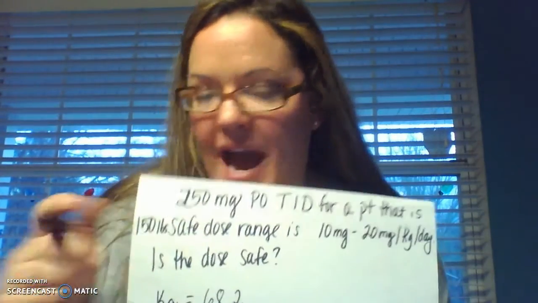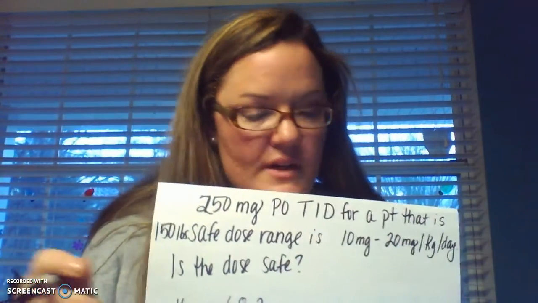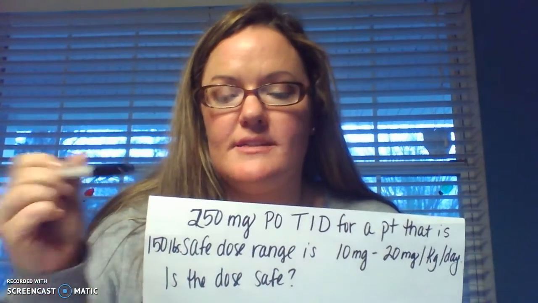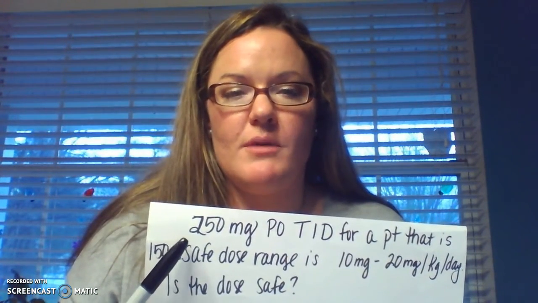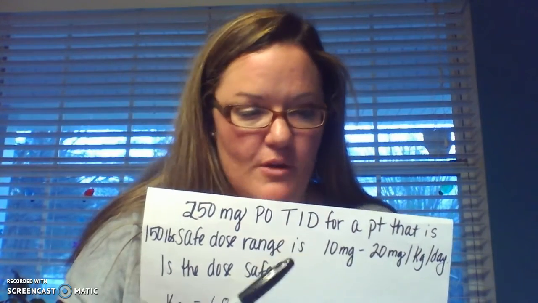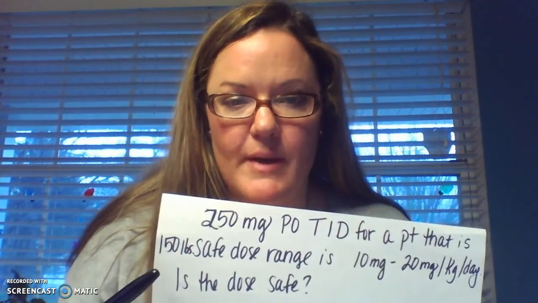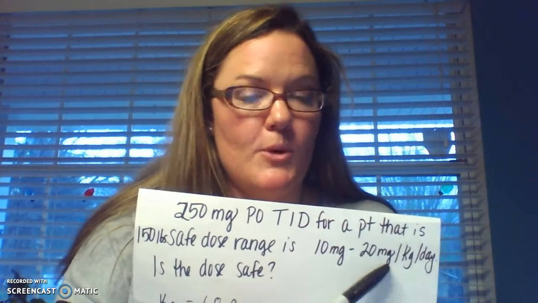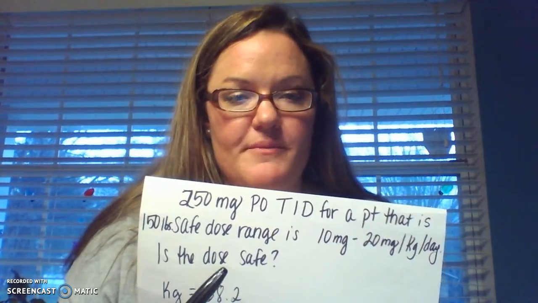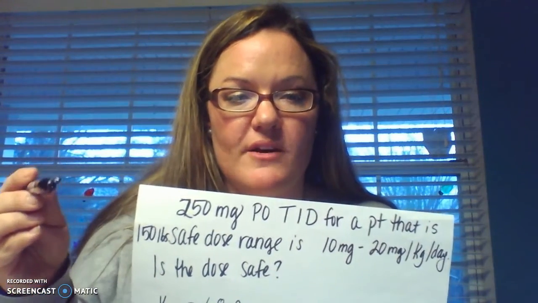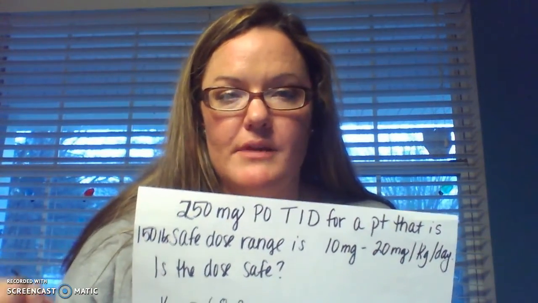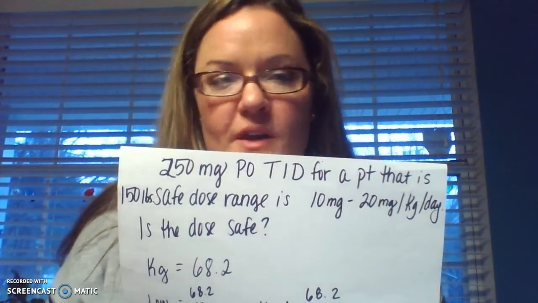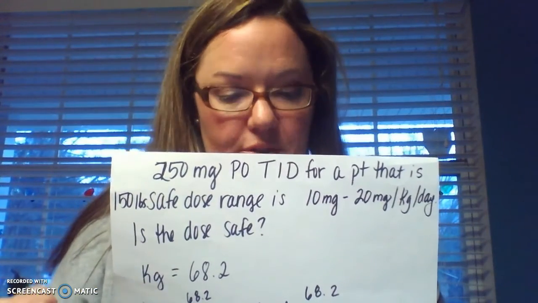All right, so we talked about how to convert to weight. Now we're going to talk about a dose range. So let's say that your order is 250 milligrams PO/TID for a patient that is 150 pounds. Your safe dose range is going to be 10 to 20 milligrams per kilogram per day. Is the dose safe? All right, so what am I going to do first? Well, I need to know how many kilograms my patient is, right? So if they weigh 150 pounds, we just figured this out, it's going to be 68.2.